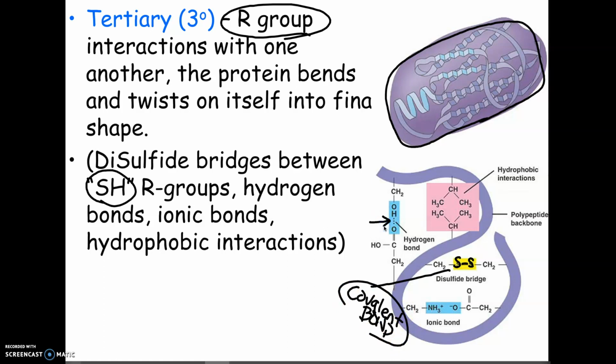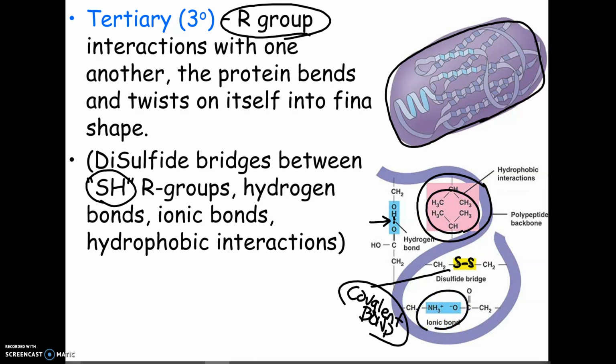Here's a hydrogen bond between two R groups this time. This is a hydrophobic interaction, meaning this methyl group, or the methyl groups here, are hydrophobic. They don't like water. So what they're going to do is they're going to be attracted to other hydrophobic R groups, and so this is going to fold into a shape. Down here is an ionic bond.